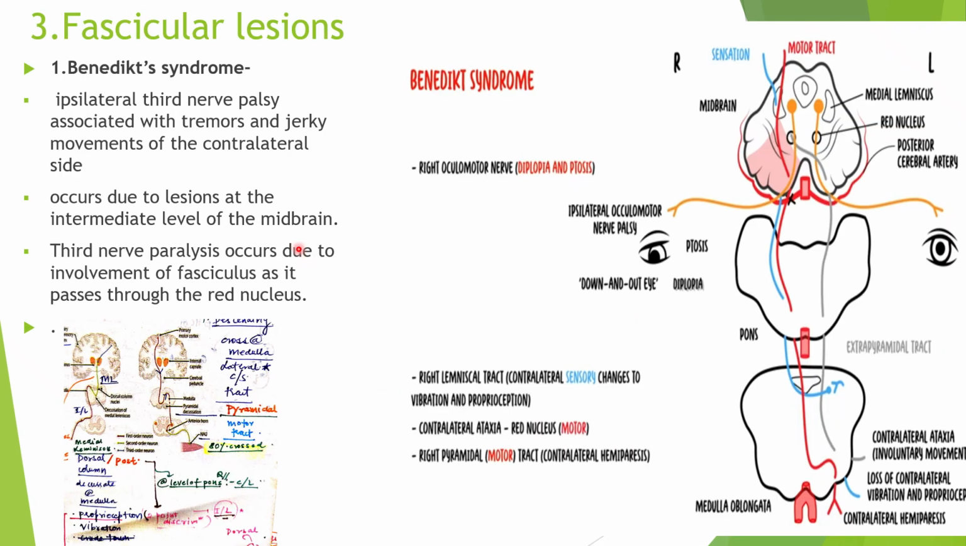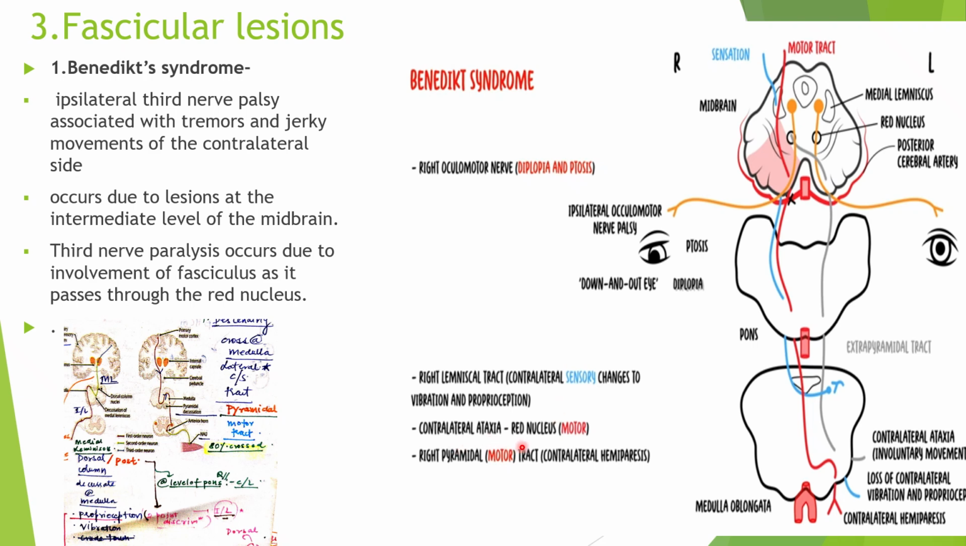Now the fascicular lesions, which is Benedikt syndrome. So the red nucleus supplies the contralateral distal limb flexor, so the weakness of wrist flexors will also be there. The flapping tremors are due to the rubrospinal pathway. So ipsilateral third nerve palsy is associated with tremors and jerky movements of the contralateral side. It occurs due to lesions at the intermediate level of the midbrain, and the medial lemniscal tract is gone. For example, right side oculomotor nerve gone, so there will be diplopia and ptosis. Also, the right lemniscal tract will be gone, so contralateral sensory changes to vibration and proprioception, which is carried by the dorsal column or the posterior column.